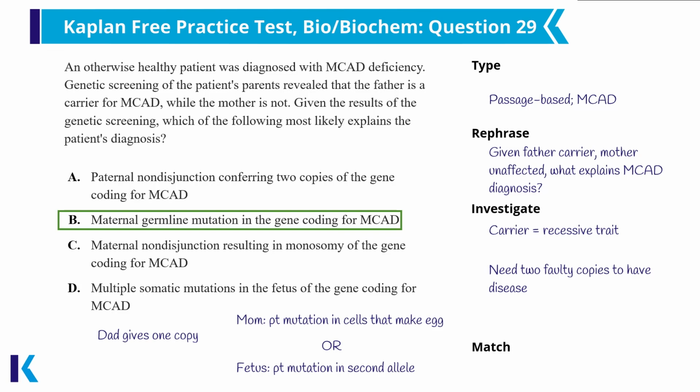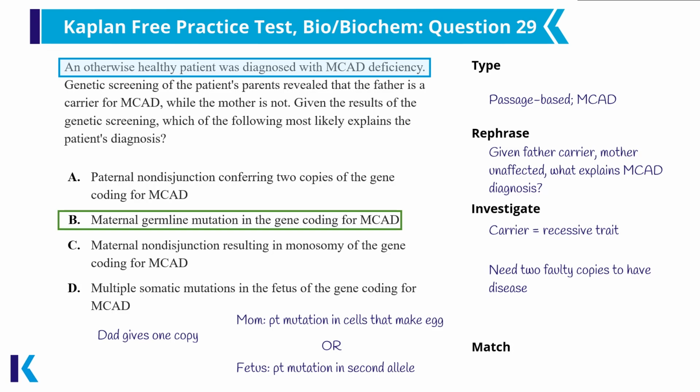A isn't going to work because a non-disjunction means that the sister chromatids aren't separating. So yes, I'd have two copies of the faulty MCAT gene, but I'd also have two copies of a bunch of other genes as well from dad. And if you pair that up with mom, then it results in a trisomy of a bunch of genes. This first sentence in the question stem turns out to be pretty important. If the patient was otherwise healthy other than MCAT issues, then they definitely don't have a bunch of other trisomies.